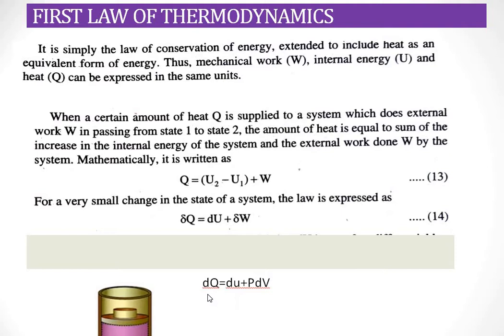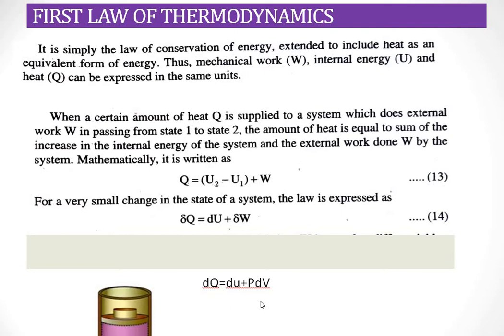In that case, the first law becomes dQ = pdV. So this is the first law in the case of an isothermal process. In an isothermal process, what happened? dQ is equal to pdV. So let us discuss the adiabatic process.